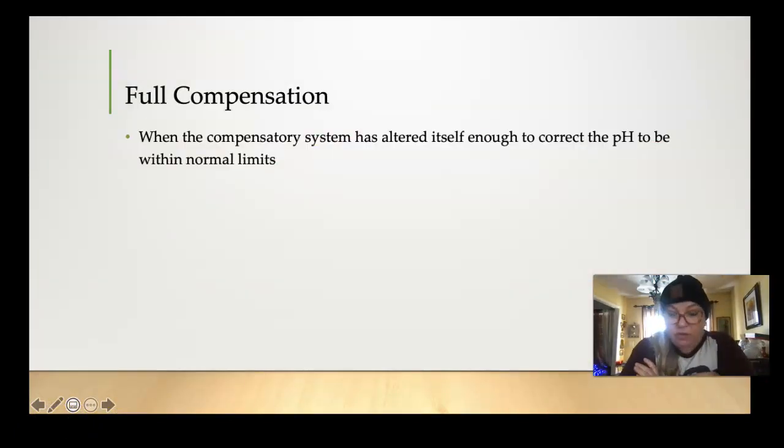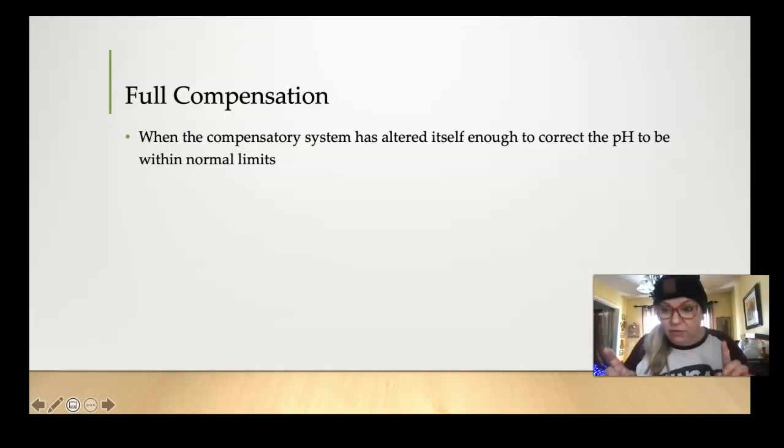So now we're going to move on to full compensation. When the compensatory system, whatever's trying to do the compensation, has altered itself enough to fully correct the pH, so the pH is back into the normal limits, that's what we call full compensation. If we have a respiratory acidosis problem, the kidneys have kicked in, but they've done such a great job that it's pushed that pH back into that normal range. That's what we call full compensation.